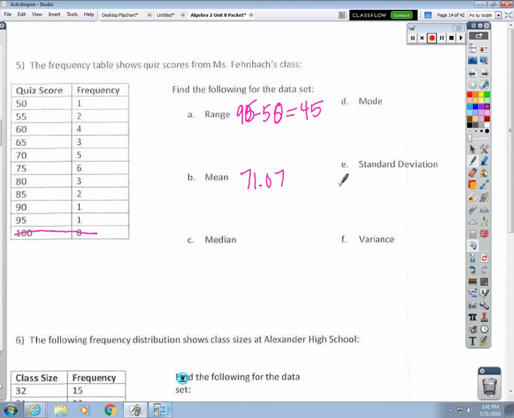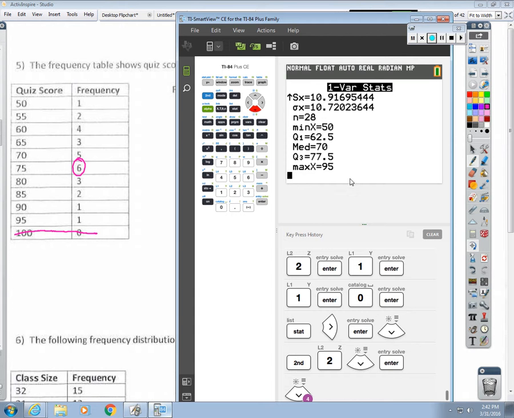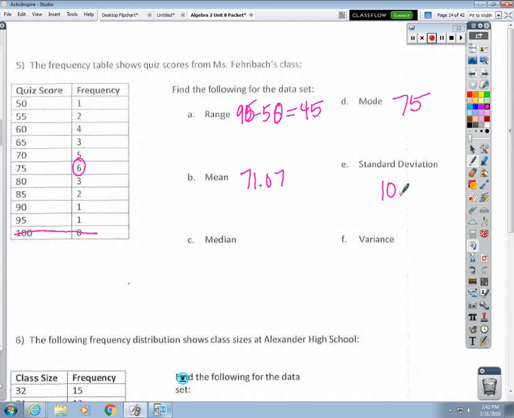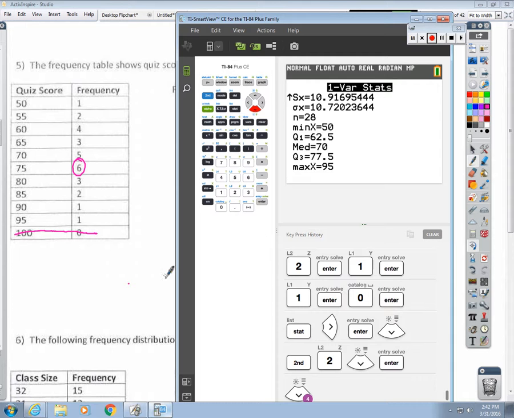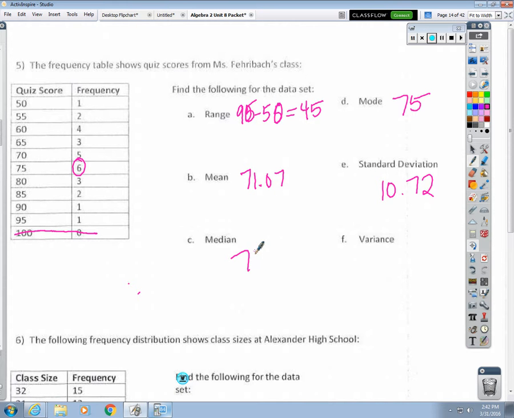Now, mode is very simple to find once you have a frequency table, because what would you look for? The highest frequency, and that lets you know there were 6 75s, nothing else had that many. Now, what's the standard deviation? 10.72. What's the median of this data? 70. And then how do you find variance? You just square the standard deviation. Okay, what do you get when you square 10.72? 114 point what?